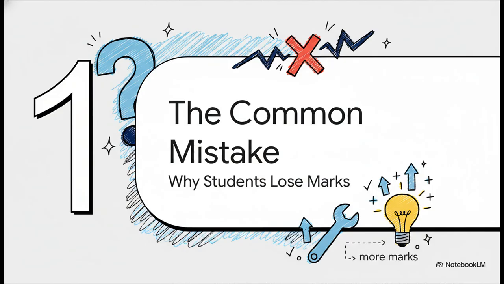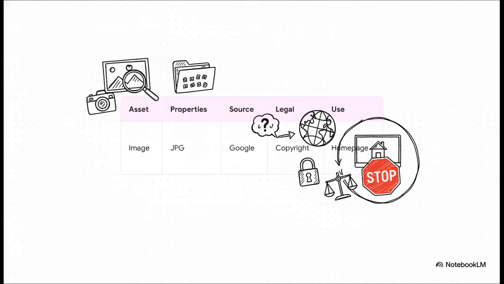Okay, so let's dive into the single biggest mistake that costs students marks. But here's the good news. Once you know what it is, it's actually super easy to fix. Does this table look a little bit familiar? Asset, image. Properties, JPG. Source, Google. Legal issues, copyright. Use, homepage.